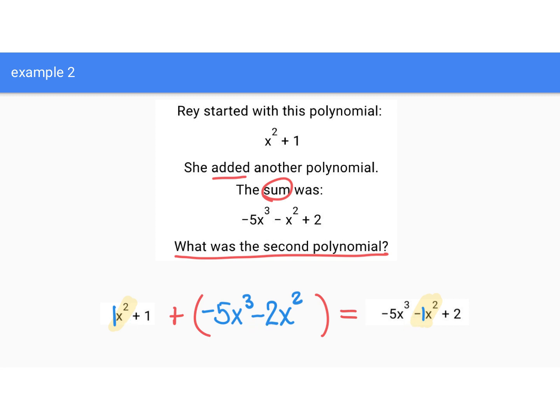As a constant, Ray began with positive 1, but ended with positive 2, so what do you do to 1 to get to 2? That means you added 1 more on. So what was the second polynomial that Ray added? It would be this one here in the middle, this negative 5x cubed minus 2x squared plus 1. Now I'd encourage you to double check to make sure that if you were to simplify this, you get this trinomial over here.